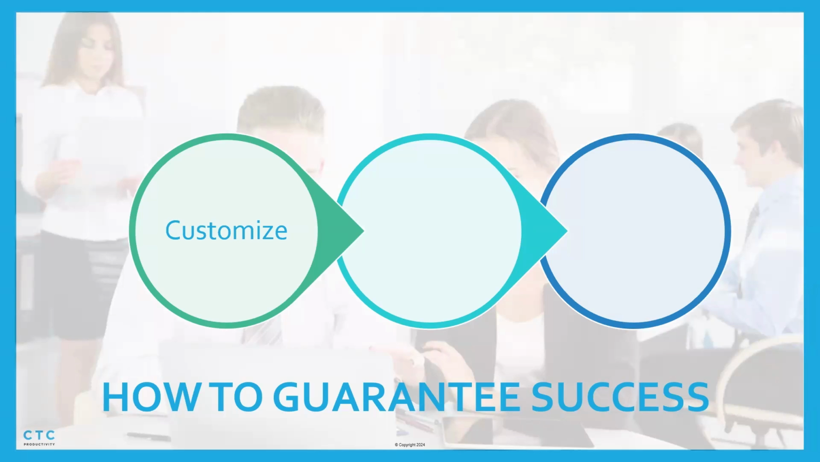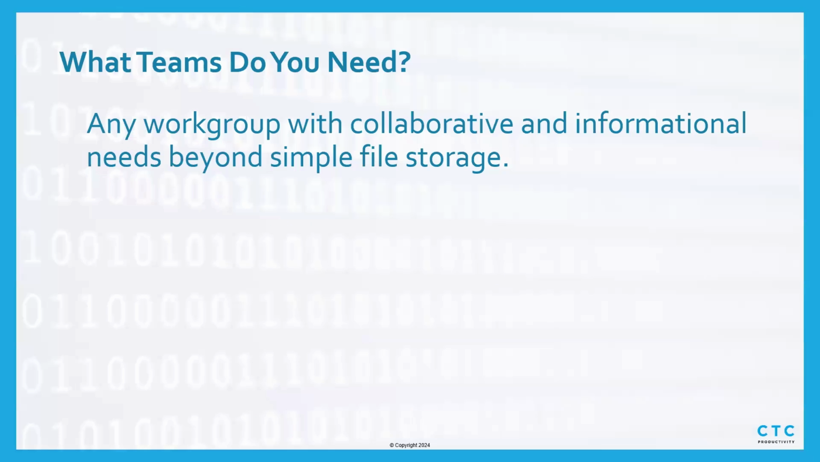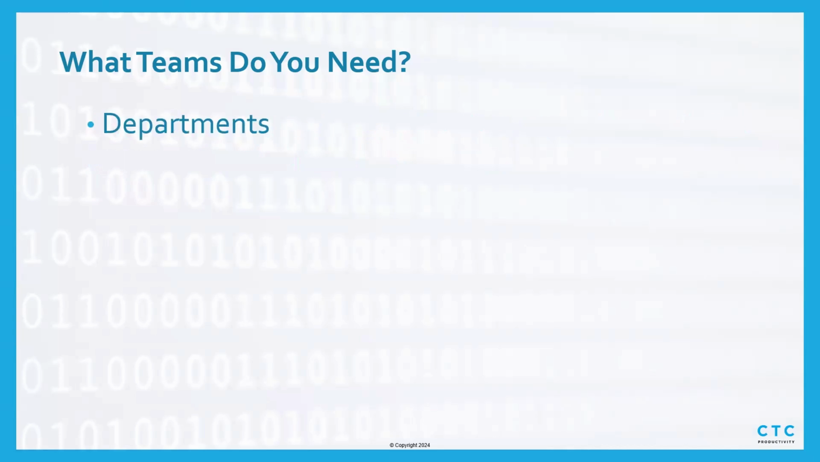So what's involved in customizing? First and foremost, from an organizational level, you've got to determine what teams you need. So what teams do you need? Ask yourself, what work groups do we have with collaborative and informational needs beyond simple file storage? In other words, do they need to manage tasks? Do they need to track information, such as in a living spreadsheet? Do they need to have discussions about subject matter topics? Because we're going to move those out of email into Teams. Do they have meetings? If so, that work group needs their own Teams site. This usually means entire departments need a team generally.